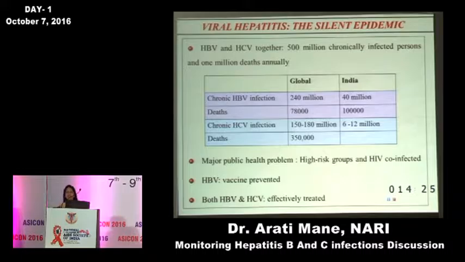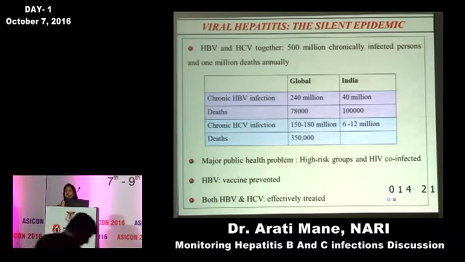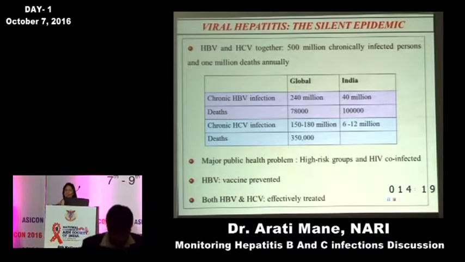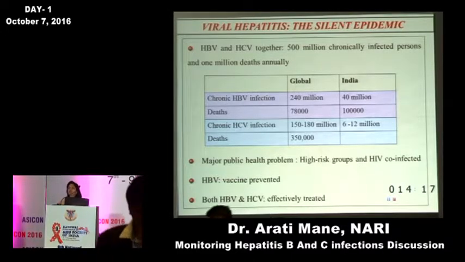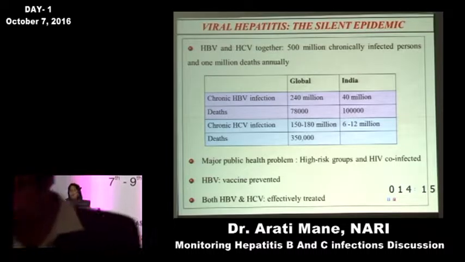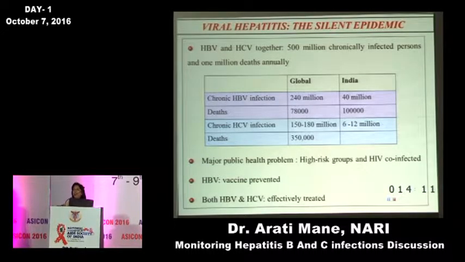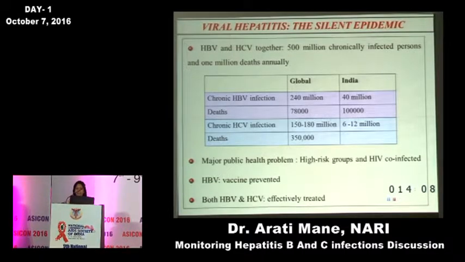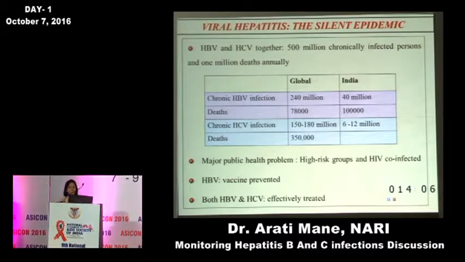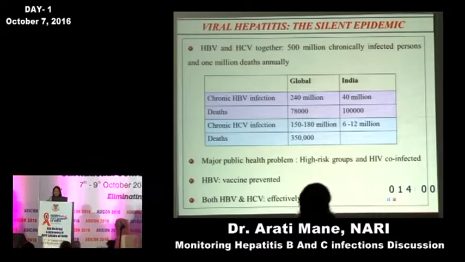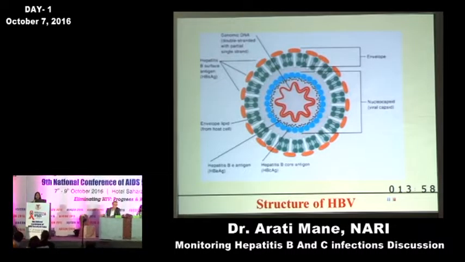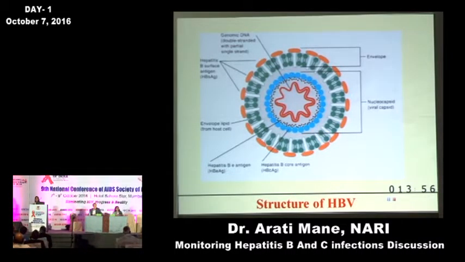Now in India, we have 40 million people who have chronic Hep B infection, with 6 to 12 million with chronic hepatitis C infection. This problem is further amplified manifold in high-risk groups, as we have seen in the previous talk, as well as in HIV co-infected individuals. But the good thing is that hepatitis B infection can be prevented effectively by a vaccine, while both these infections can be effectively treated. Now let's see first about hepatitis B.